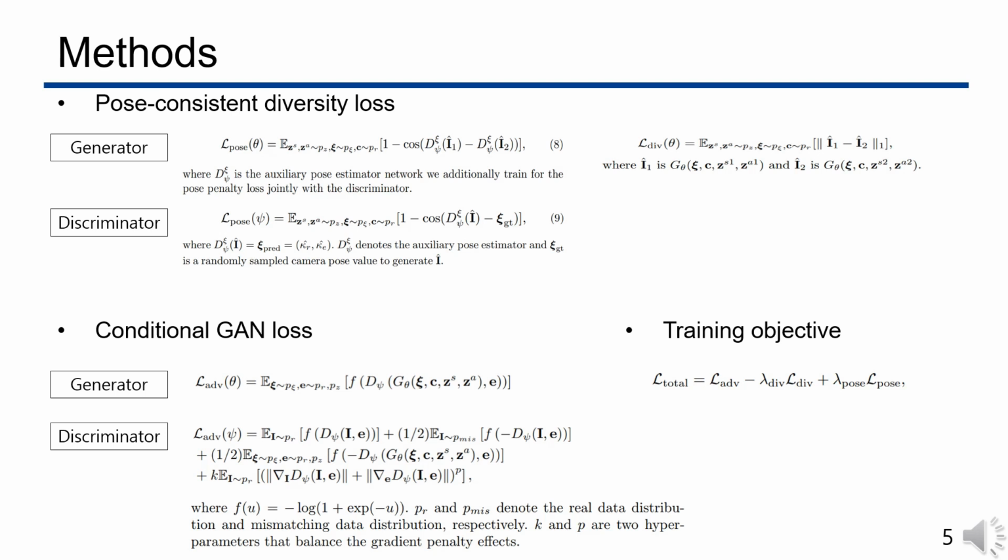The pose can be trained with the pose estimator network with the discriminator network by defining randomly sampled camera poses as ground truth. Second, to synthesize conditional outputs, we adapt a conditional GAN by training a discriminator that learns to match images and the condition feature vectors. The total training objective is defined with the sum of an adversarial loss and our proposed pose-consistent diversity loss.